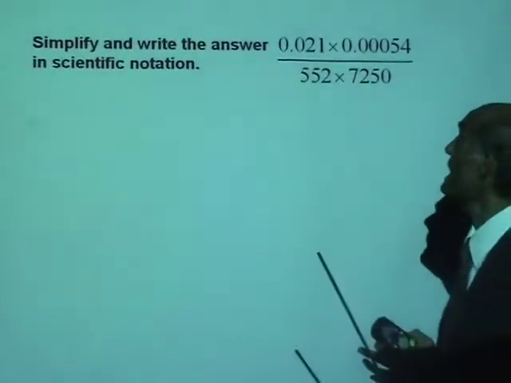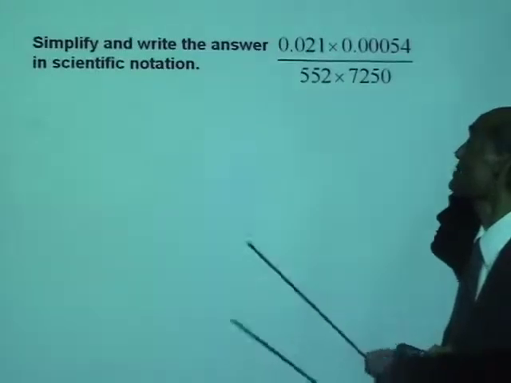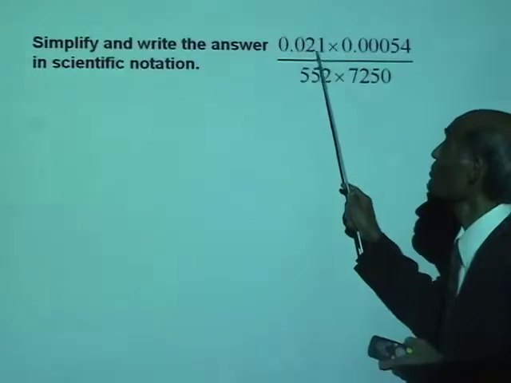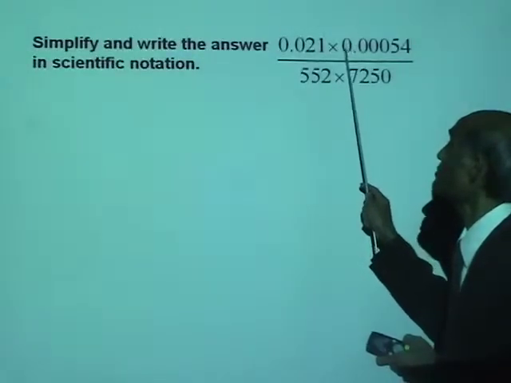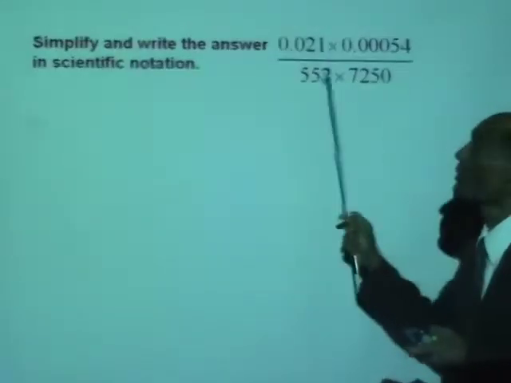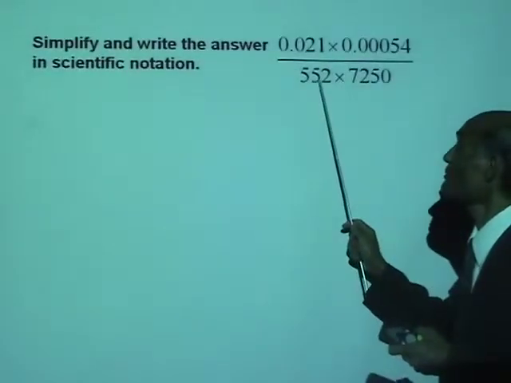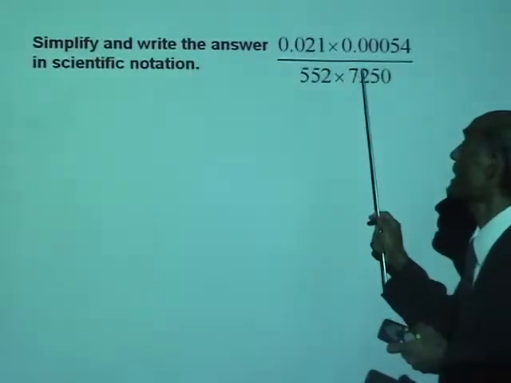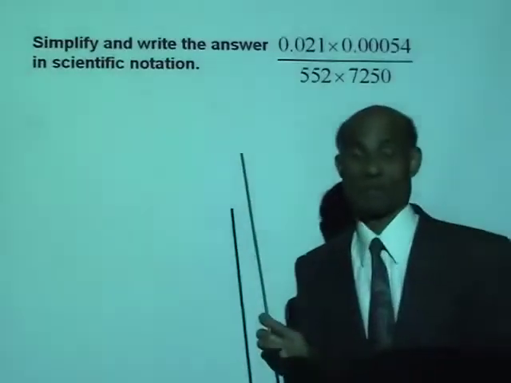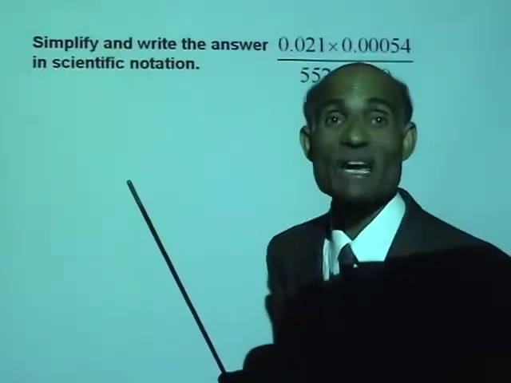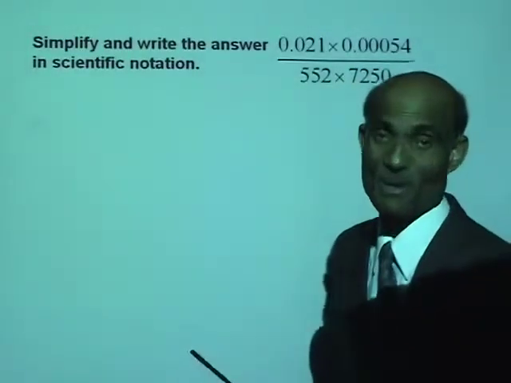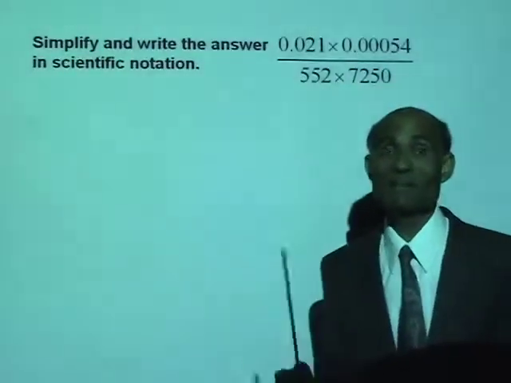Simplify and write the answer in scientific notation. Alright. 0.021 multiplied by 0.00054 all over 552 multiplied by 7,250. Well, the first task is to write each of these numbers in the scientific form. Alright, shall we do that in mind?